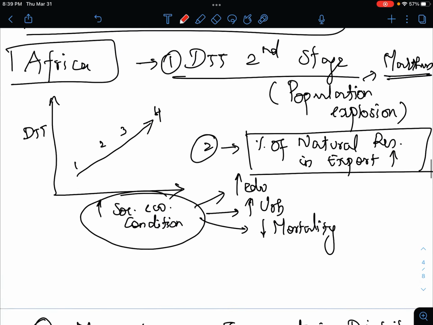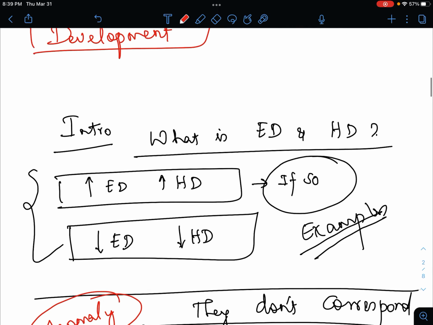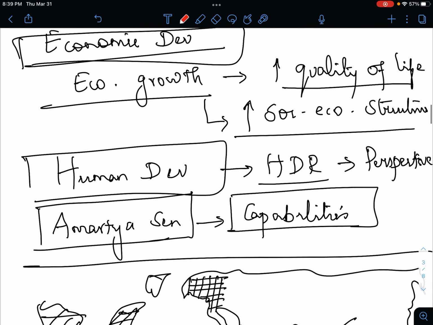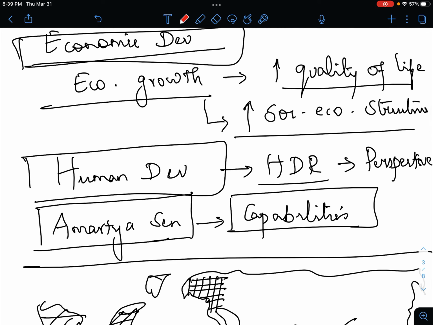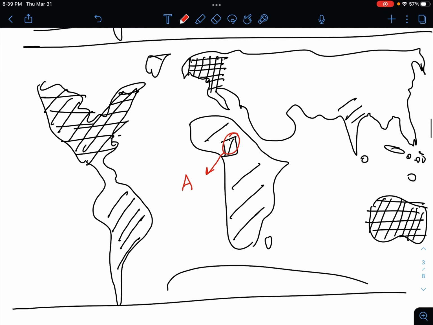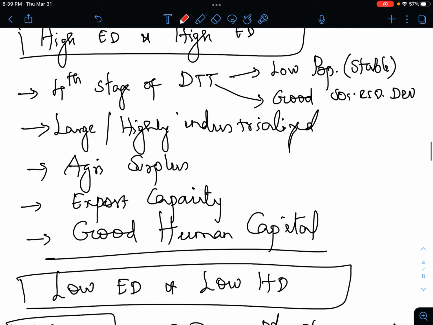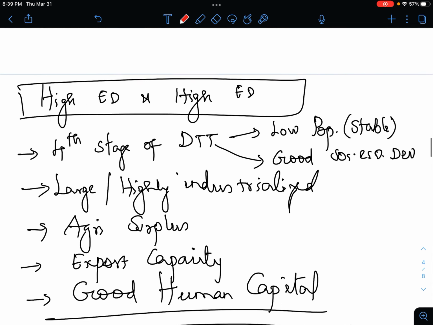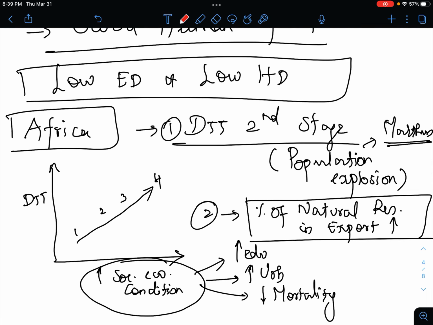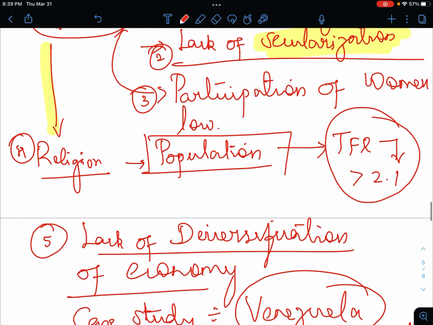So literally you have written everything. Let me just glance through it from the start to the end. Intro: what is economic development and human development? Economic development is improving the quality of life along with the economic growth. Then human development, HDR perspective, Amartya Sen. Then you give the diagram and the reasons for high economic development and high human development, and the reasons for low economic development and low human development, and the anomaly.